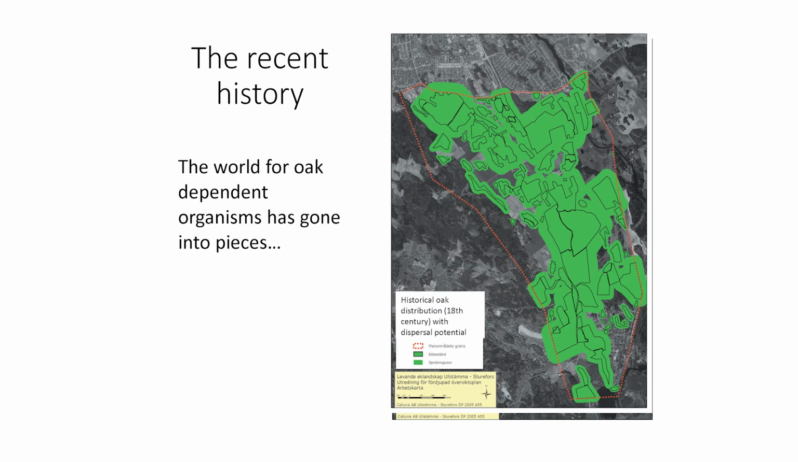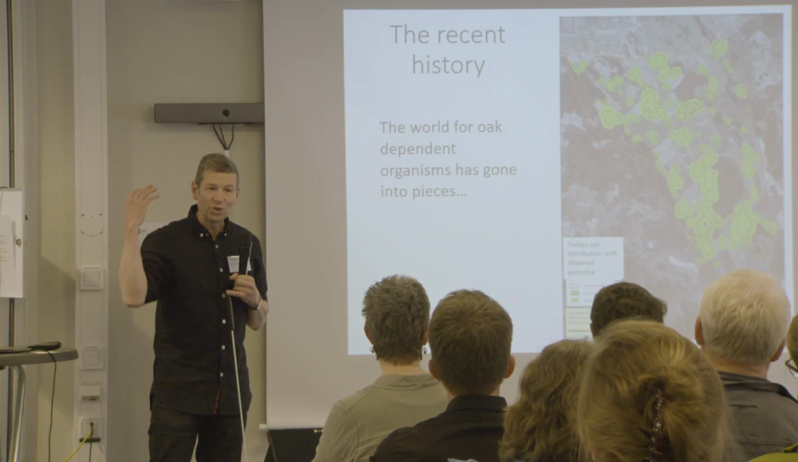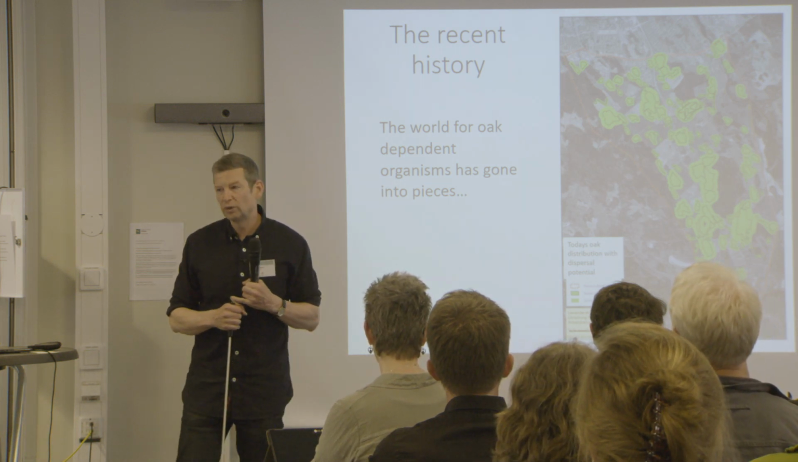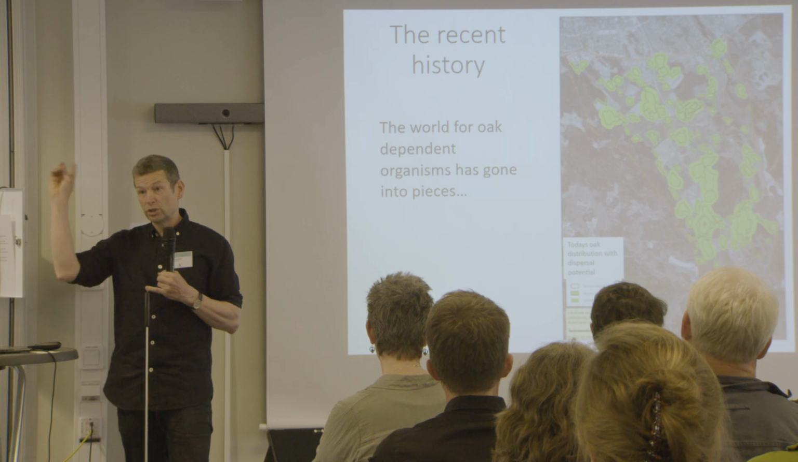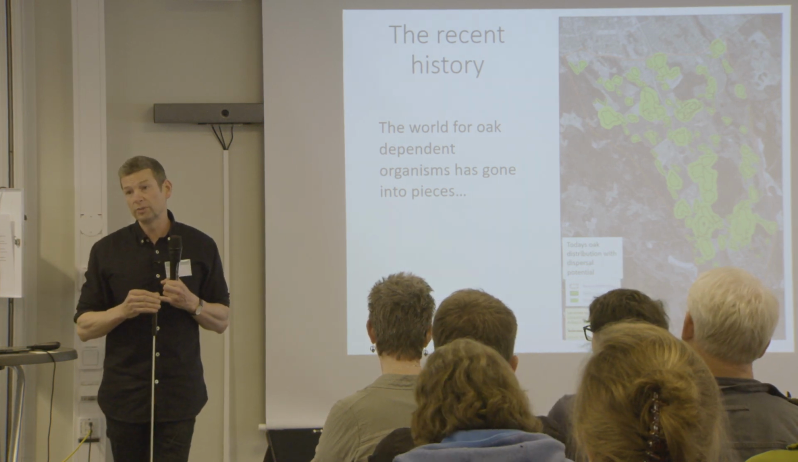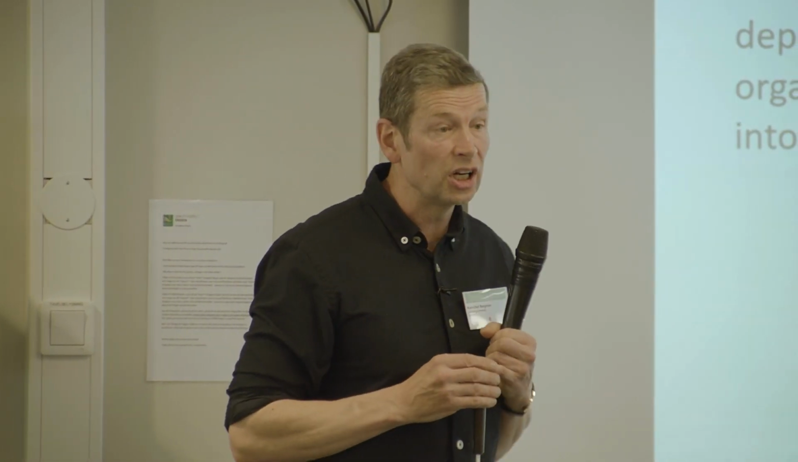This is a map from the 18th century showing the oak areas. And today the same area looks like this. Heavily fragmented, even though this is quite good anyway, of course, but it's heavily fragmented, and we have lost, at least here in Östergötland, approximately 75% of the old oak areas. Even though we are in the heart of the oak landscape, we still have lost approximately 75%.